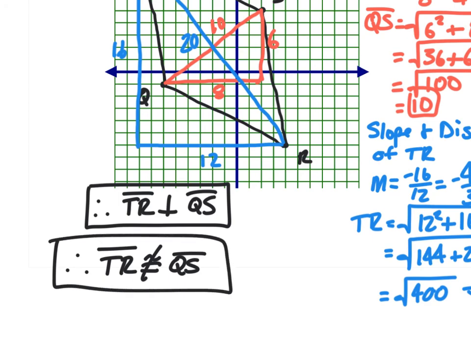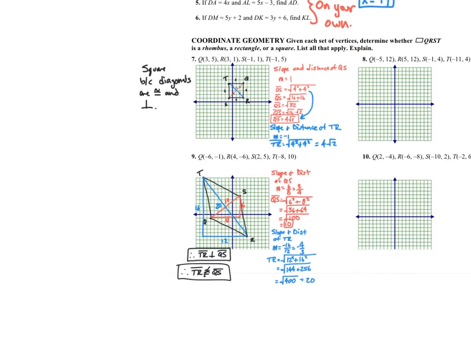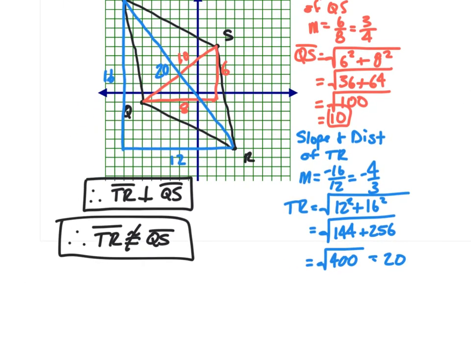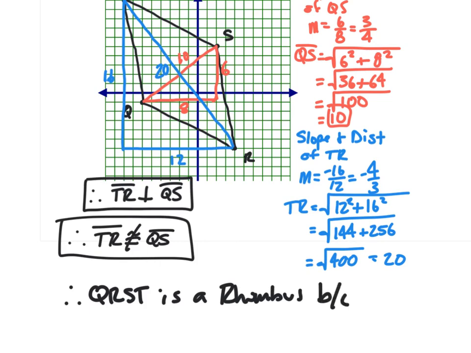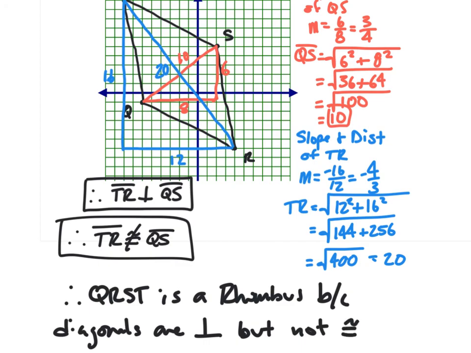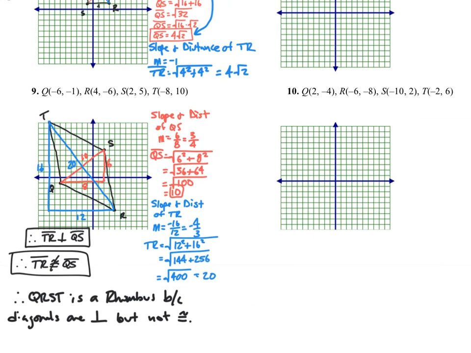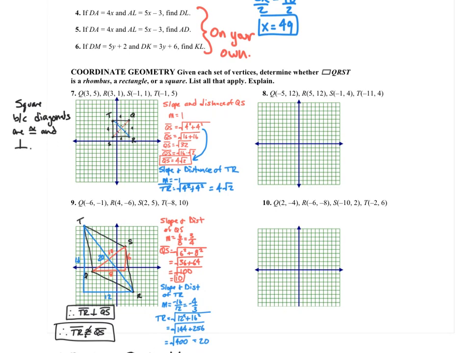So we know that QRST is a rhombus, because the diagonals are perpendicular but not congruent. Okay, so we'll talk more about that in class, but go ahead, guys, and do number 8 and 10. Do both of these on your own.